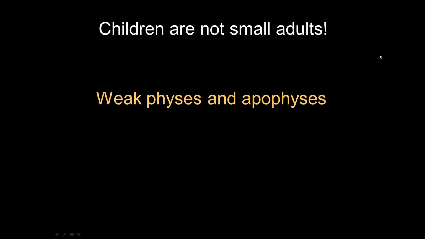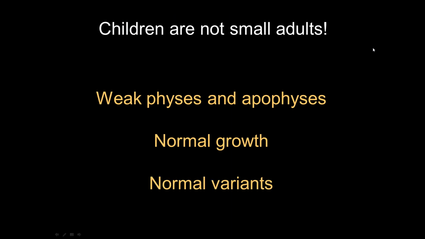And so, as we all know, children are not small adults. So, there are differences that we need to be aware of. Children have weak physis and apophysis. Of course, there is normal growth in these children. And because of this, they do have normal variants that we need to know just as well.